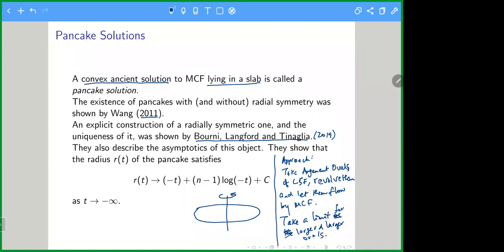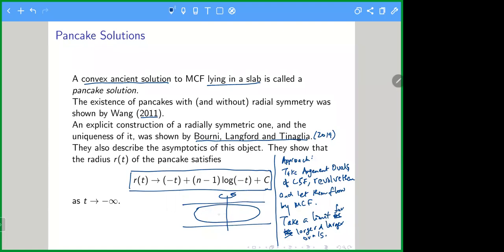Okay, so once you take that limit, you use an Arzela-Ascoli type argument and infer that there is a limiting solution which lives inside a slab region and has all the radial symmetry, the fact that it's an ancient solution and so on. And the nice thing about this approach, this explicit construction, is that now you can infer what the asymptotics of this object are.